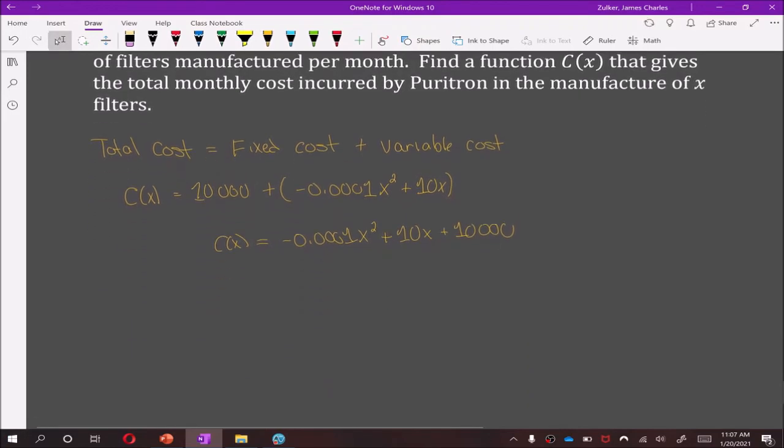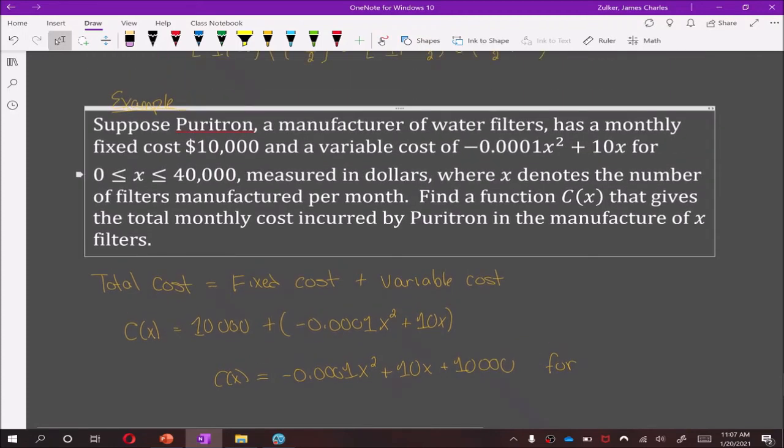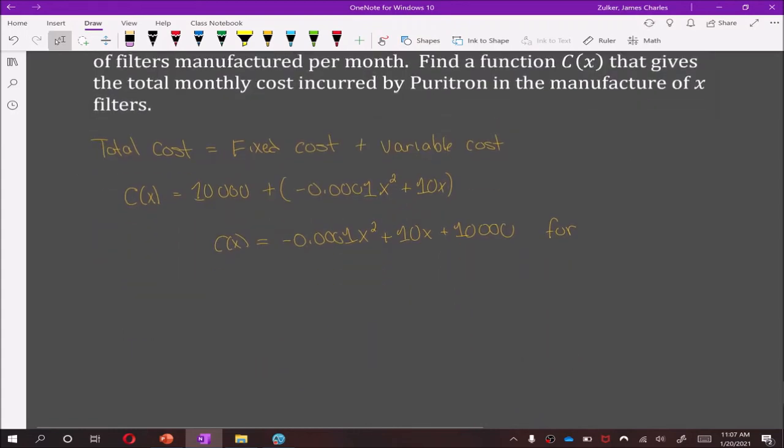Well, the domain would be the intersection of the domains for the fixed cost and the variable cost. The domain of the variable cost was given as 0 to 40,000, and fixed cost has domain of all real numbers. So our domain is 0 less than or equal to x less than or equal to 40,000.